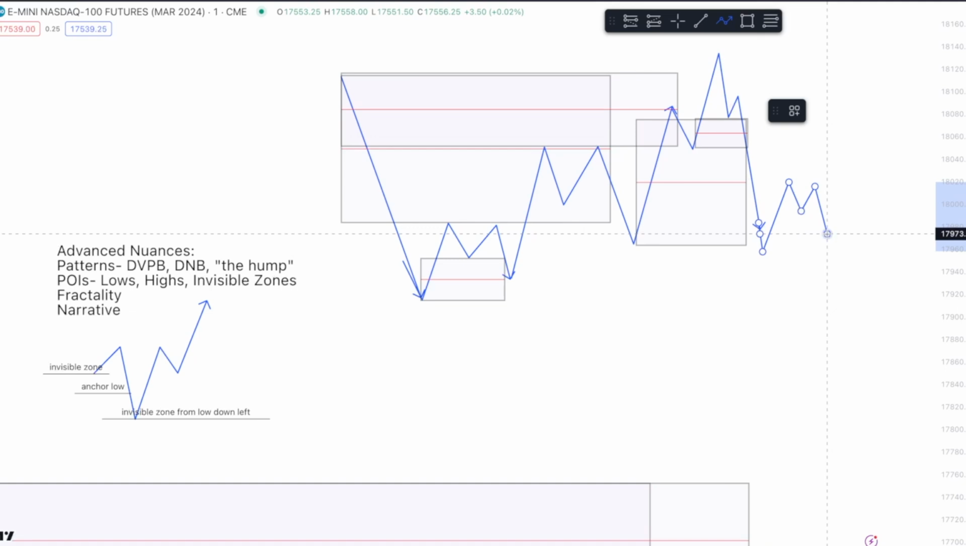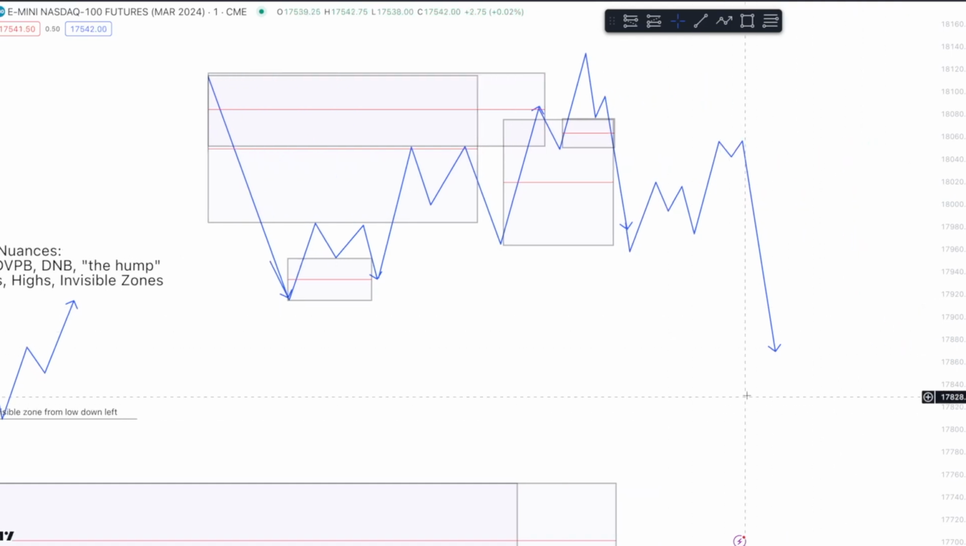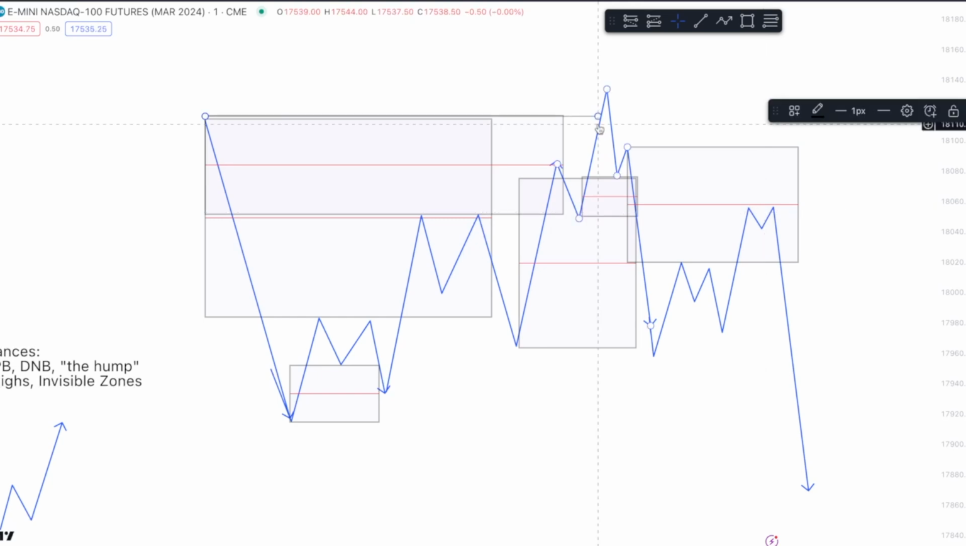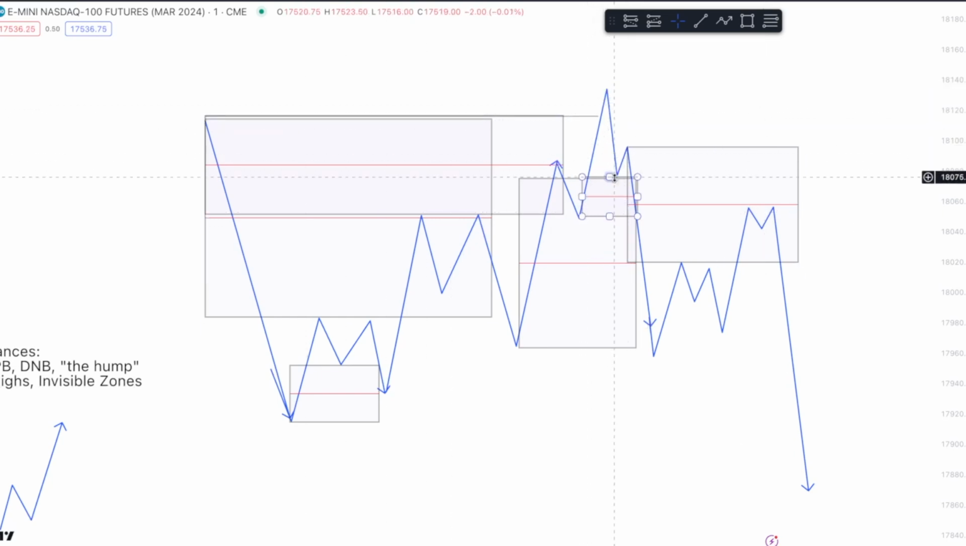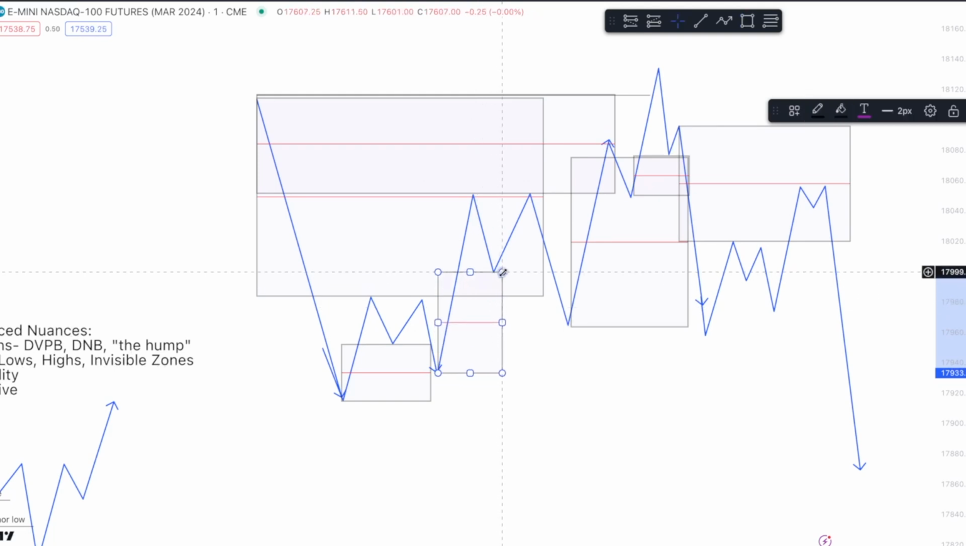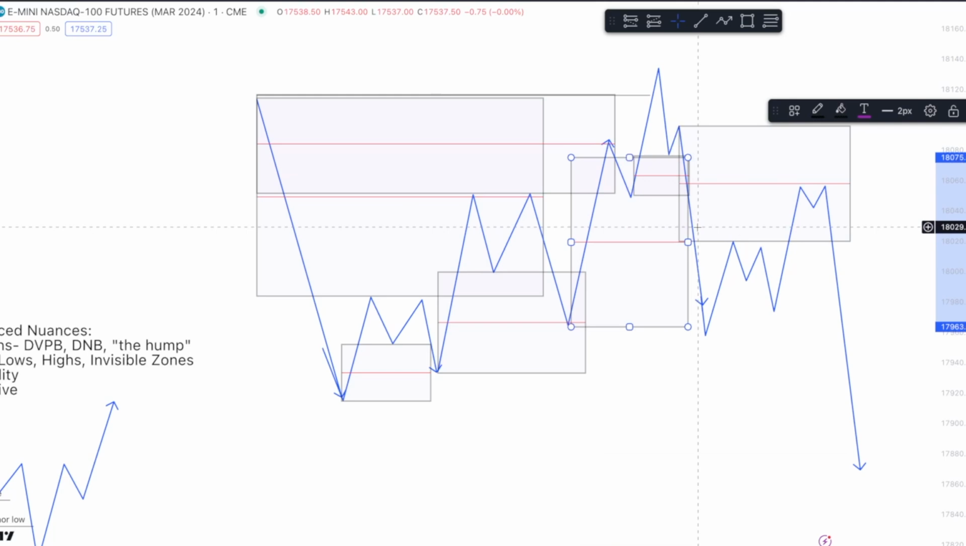Once we form the hump, we've got a failure high here, and we've got a successful high here. We can look for a double valid pullback here and hold until we reach that higher time frame POI. We look for double valid pullbacks at invisible zones. We look for DNB when we run an anchor high and we turn right back around and set a lower high, and we look for these humps to generate our structure. Look at all the invisible zones that the hump generates for you. Look at everything that it tells you as these get run through.